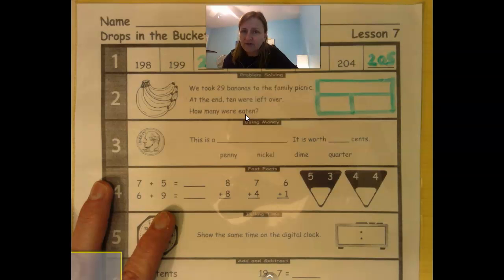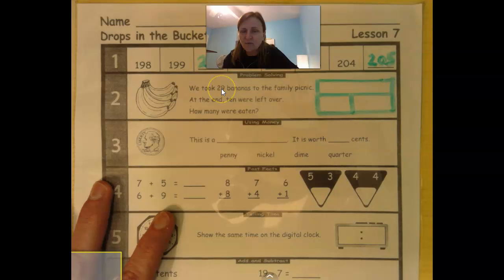And we're going to picture ourselves going to a family picnic, and we brought 29 bananas with us. We took 29 bananas to the family picnic. All right, so we started with 29. I drew here, to remind me to do it, a bar model. So this is the whole, and then these two parts make up the whole. So the whole that we know is 29 bananas.